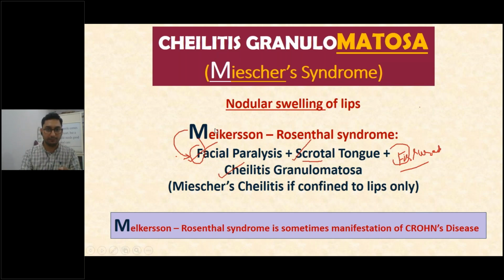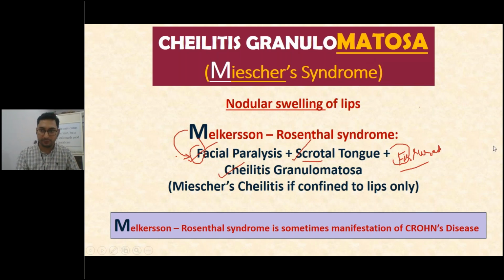So Melkersson, M for Melkersson, M for macrocheilitis, M for... Easy, I think. Then is facial, F for facial paralysis, and F for fissured tongue or scrotal tongue. So it should not be difficult, of course, right? So this is how you remember this, and this syndrome has lattice granulomatosa.